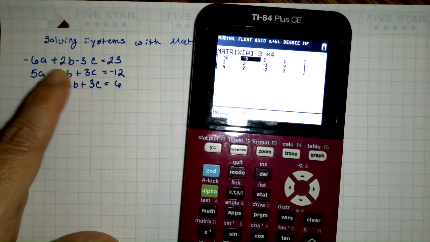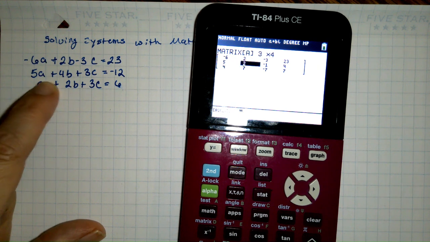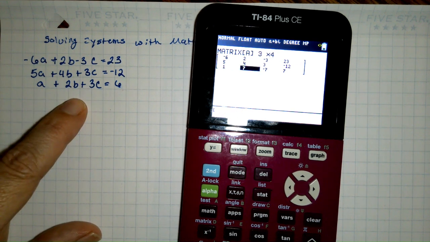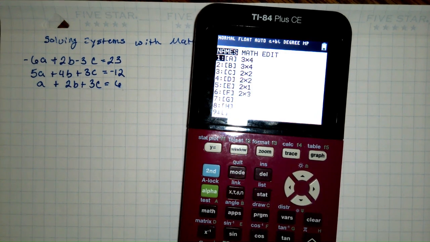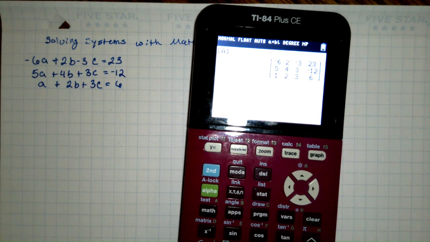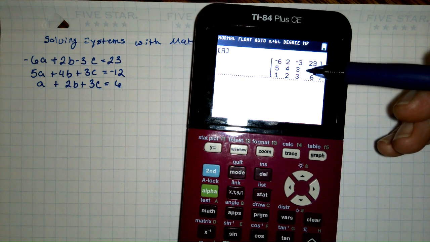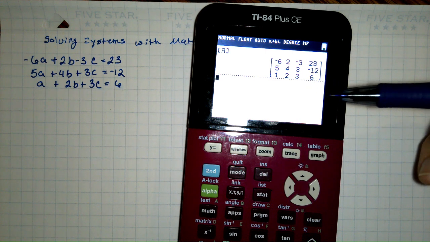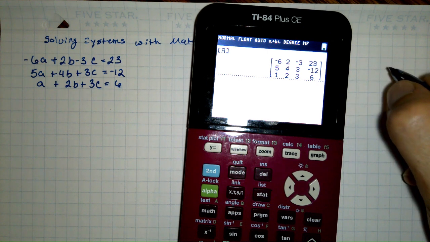So my A has a -6, my B has a 2, my C has a -3, my constant is 23. My A has a 5, my B has a 4, my C has a 3, my constant is -12. A is 1, B is 2, C is 3, and my constant is 6. So we can just see it's a way to drop off the variables but still keep the numerical part organized. When you write it on paper, you'll see a dotted line separating the coefficients from the constants. And this is what's called an augmented matrix. If you're computerizing it with an augmented matrix, we can do something called Gaussian elimination.